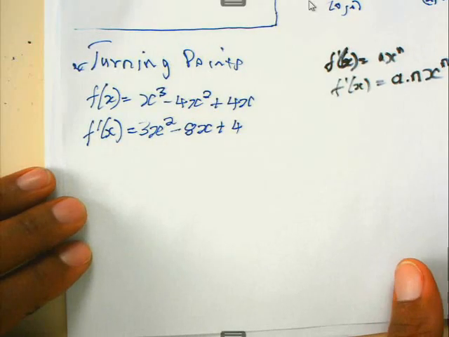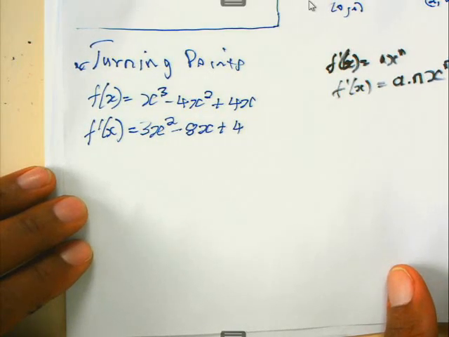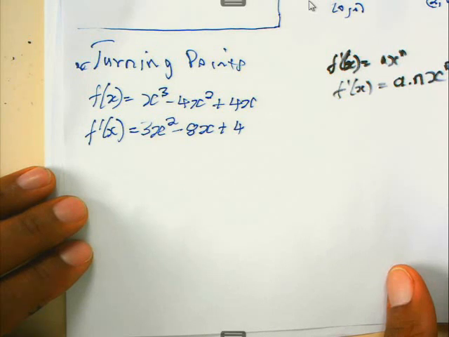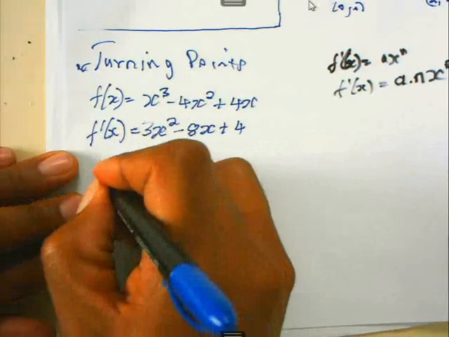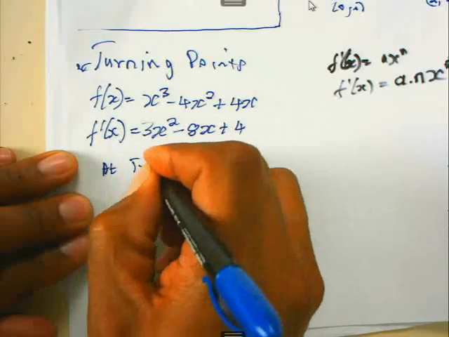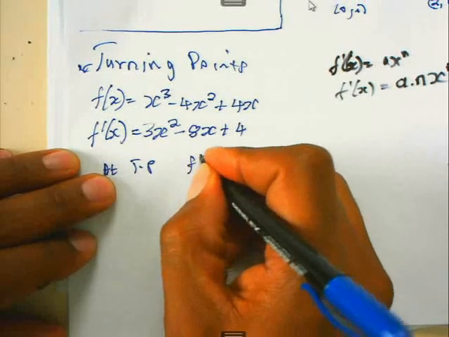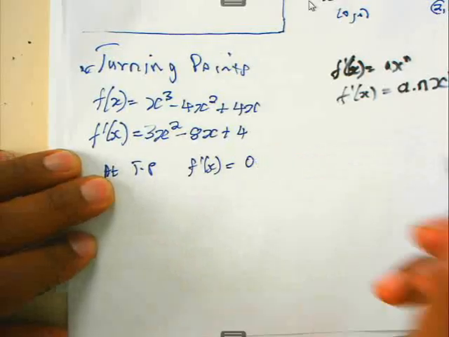Good. Now, what do you know about the derivative at the turning points? What do you know about the gradient at the turning points? Of course, it's very important to remember that at the turning point there, the derivative f prime of x is equals to 0.